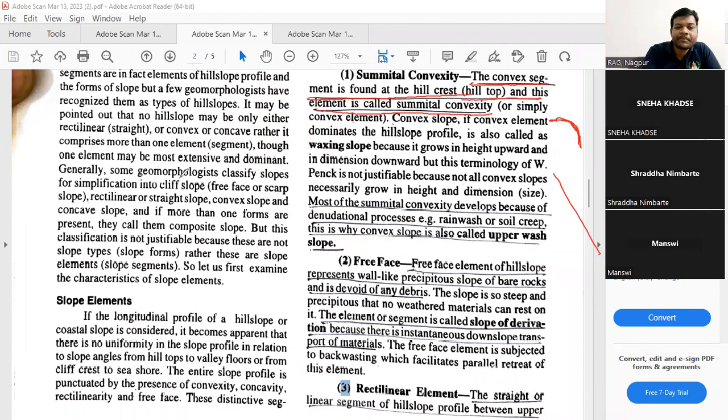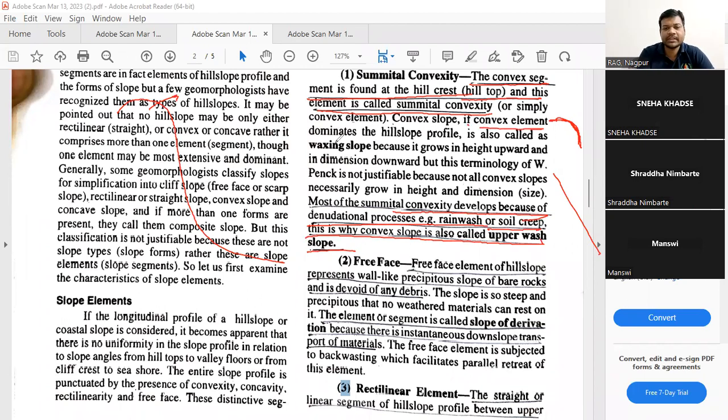If you are drawing a hill, you will always draw the hill like this, in a cross section. In the cross section, this upper surface is the summital convexity, right? Most of the summital convexity develops because of denudational processes, that is rain wash or soil creep, and that is why convex slope is also called upper wash slope.